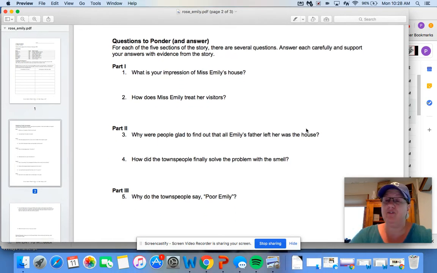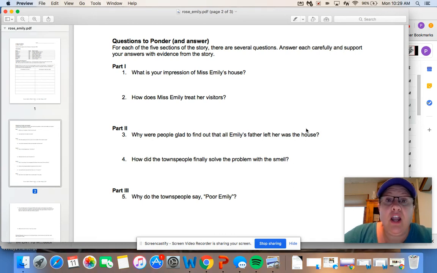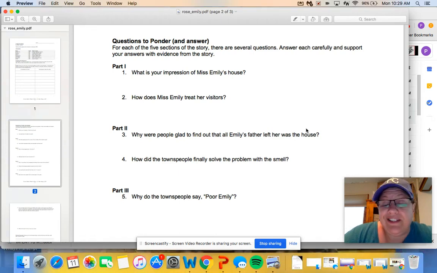Then down here, you have questions to ponder and answer. It says for each of the 5 sections of the story, there are several questions. Answer each carefully and support your answers with evidence from the story. This is where you guys bomb your assignments because it asks for evidence from the story and y'all don't put it down. And I'm not counting it correct if you don't put down evidence. Guess it'll be easier for me to grade that way.